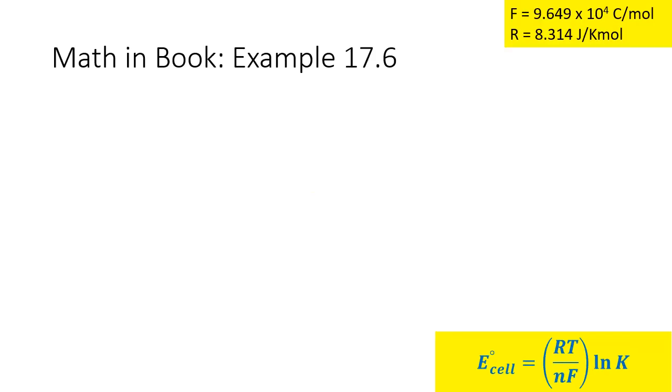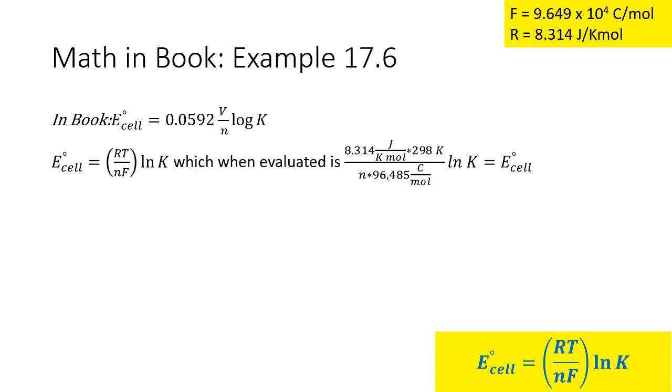Okay, so let's talk about the book. In example 17.6, they say E naught cell is equal to 0.0592 volts per N times the log of K. And you may be thinking to yourself, how did they get there? We're going to get there from A to B.